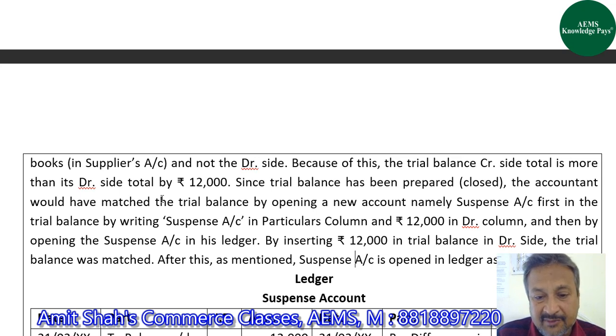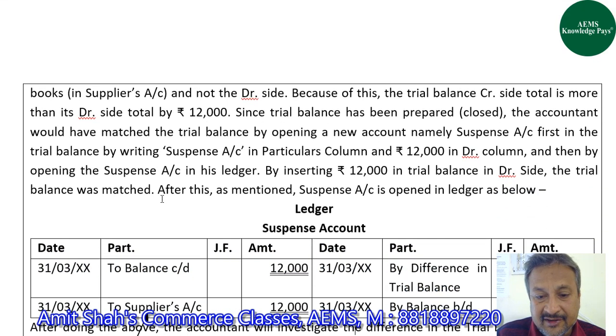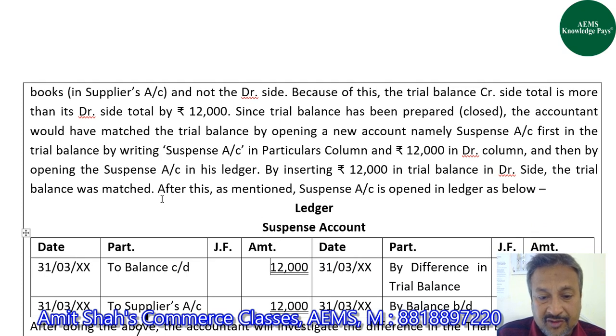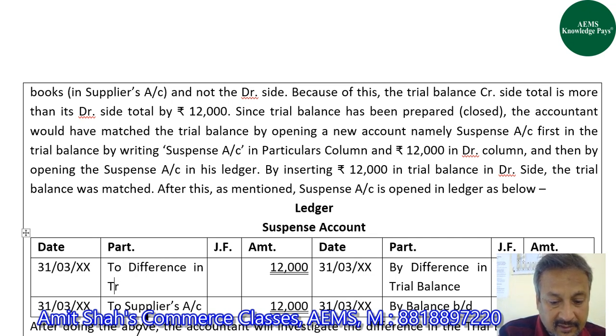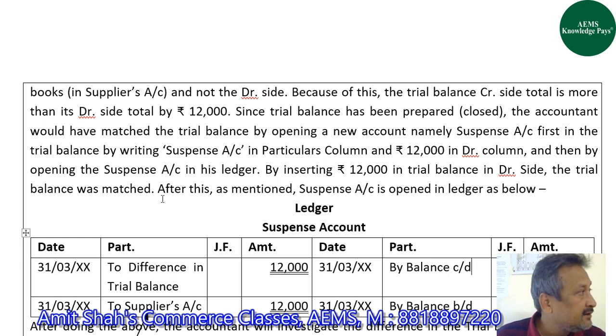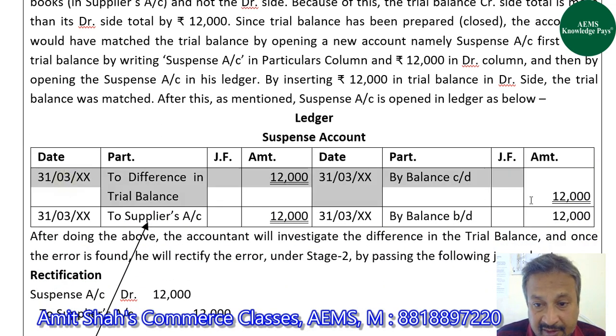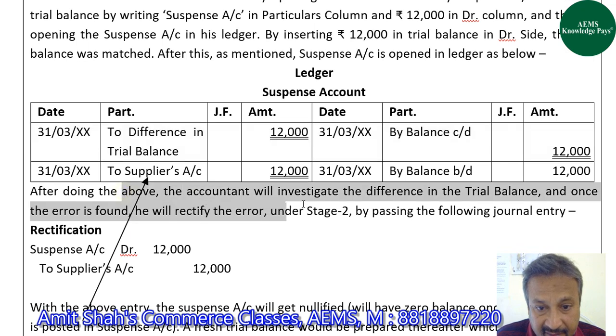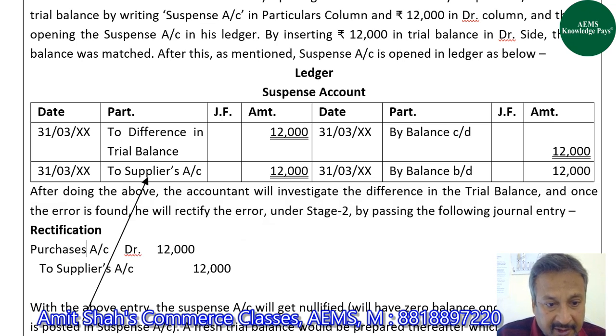After this, as mentioned, suspense account is opened in ledger as below. So now suspense account has which balance? Debit balance. Am I clear? After doing this, now he investigated about the error and got the error, and then he rectified this by debiting purchases account and crediting suspense account.